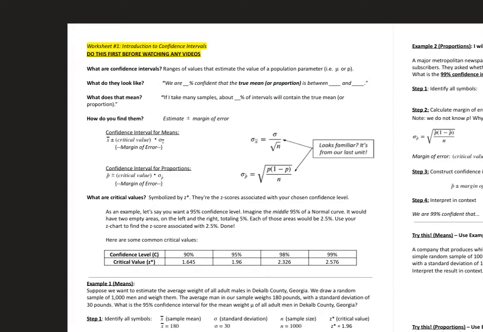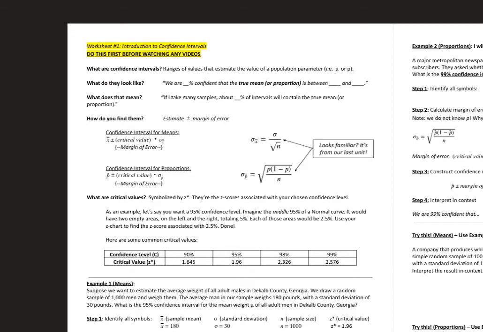So for instance, if we wanted to estimate the average heights of all males, a confidence interval would give us a range of values that we could be confident contains the true height of all males. How you report a confidence interval is, you say we are blank % confident that the true mean or proportion is between blank, and you would put two numbers. So what does that mean?